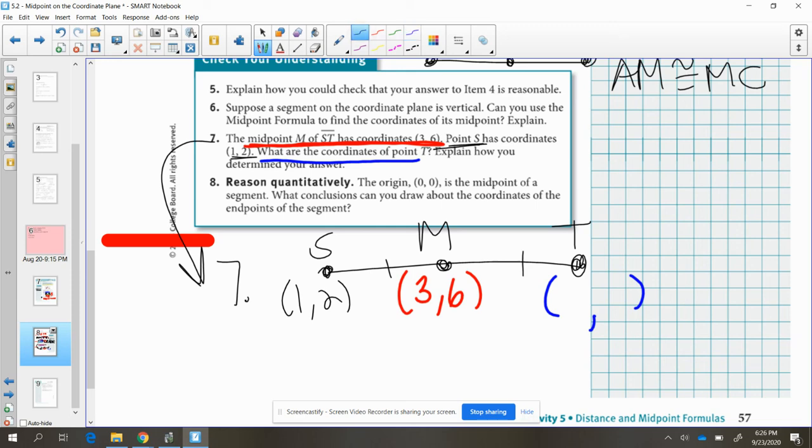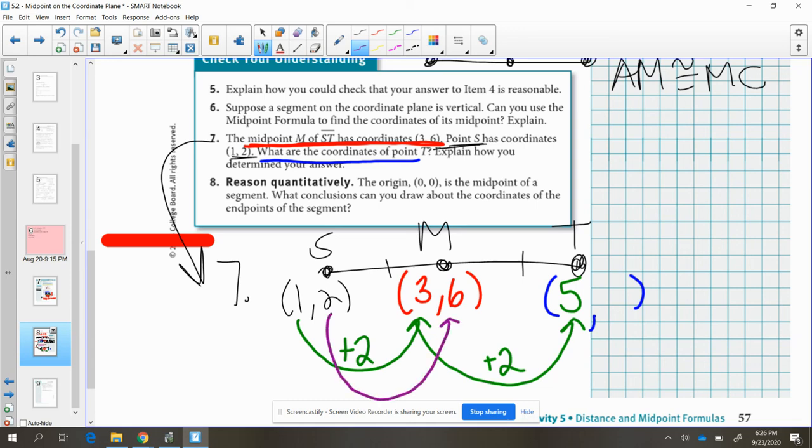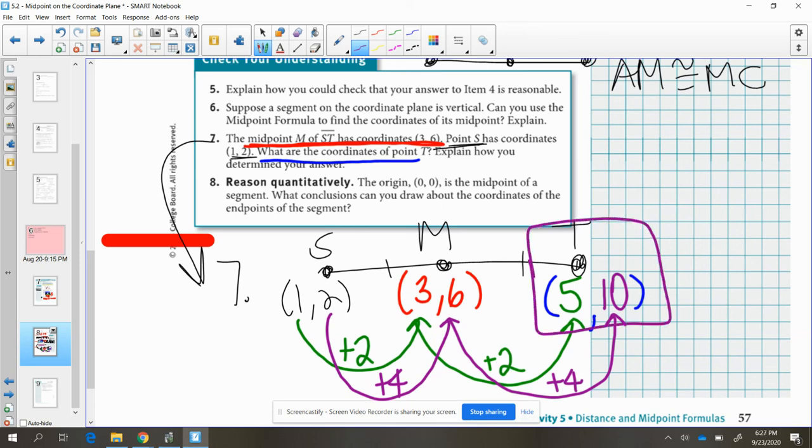You could do algebra here, but I think it's a little bit easier to think about this problem with our picture, right? How much did we have to move to get from 1 to 3? We had to go to the right 2 units. So if that's in the middle, then we would also have to add 2 to get to our value at point T. The same idea occurs for the y value. How did I get from this y value to this y value? I went up 4, added 4. So if this is directly in the middle, I'd have to add 4 on this side too. So our final answer here, T is at 5 comma 10.